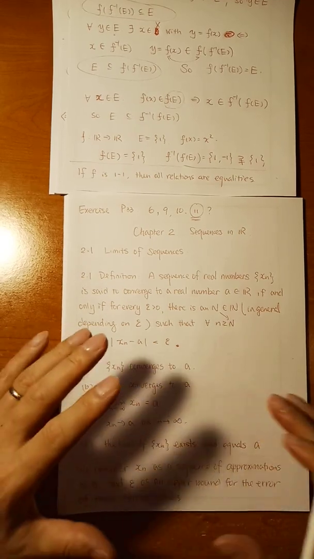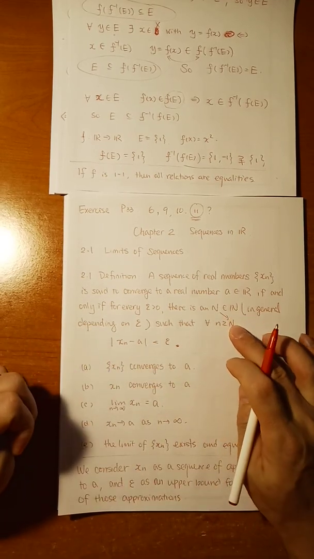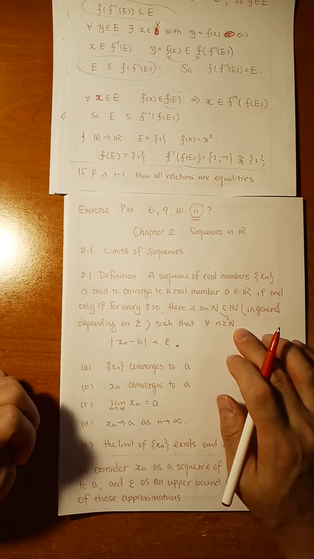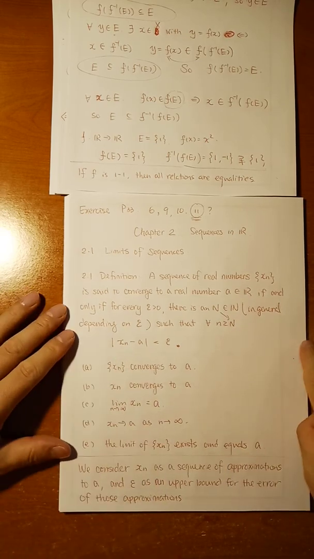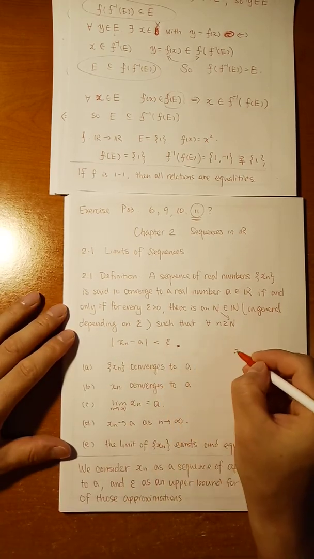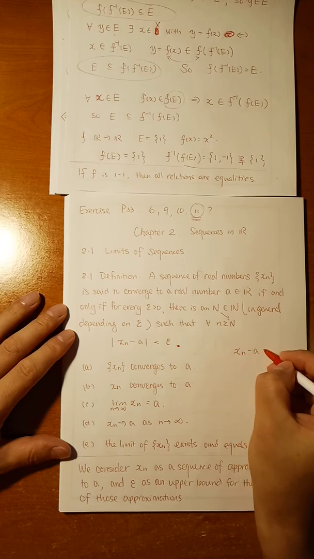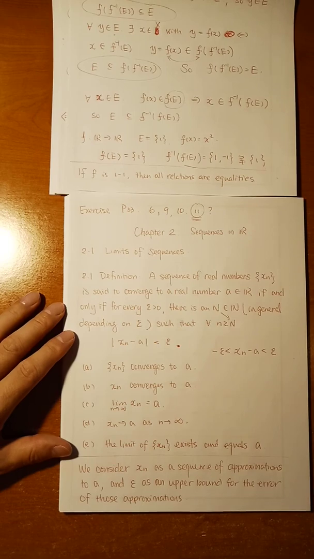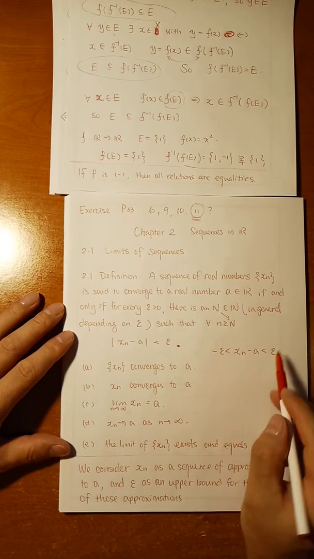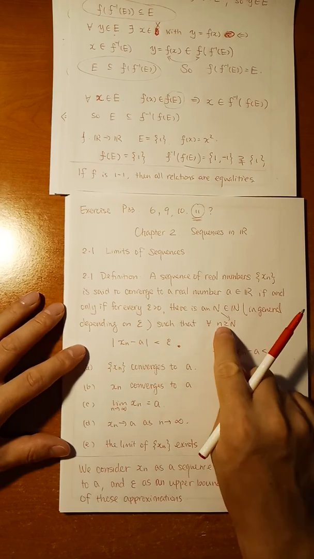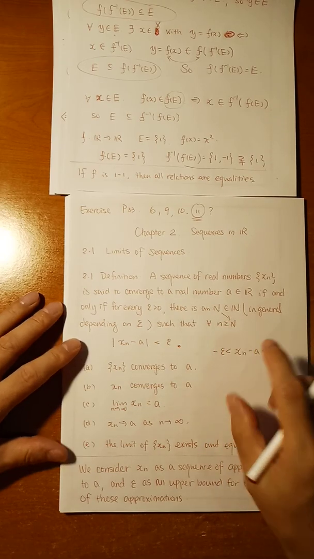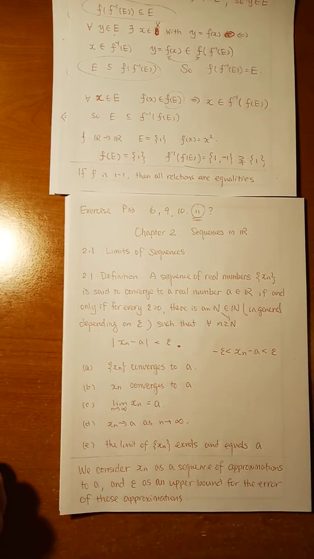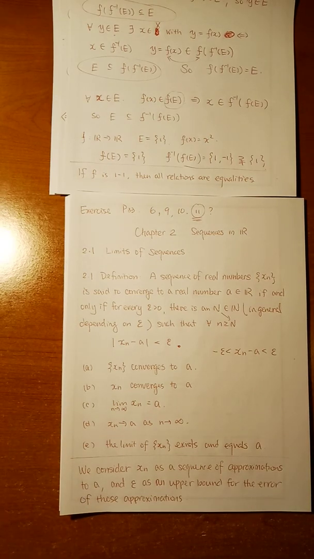Okay, so when n is greater than the selected capital N, this condition means that the inequality on x minus a is equivalent to a combination of inequalities. So these are error bounds. When this index is sufficiently large, it becomes an upper bound on the error.